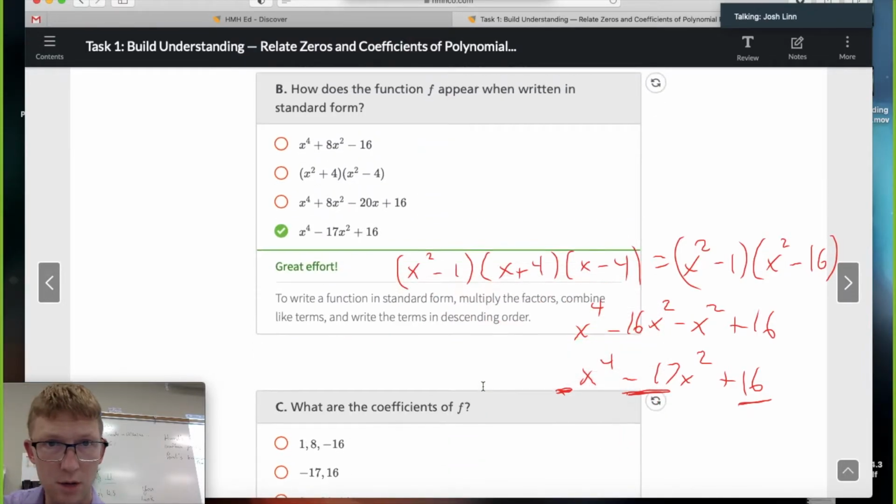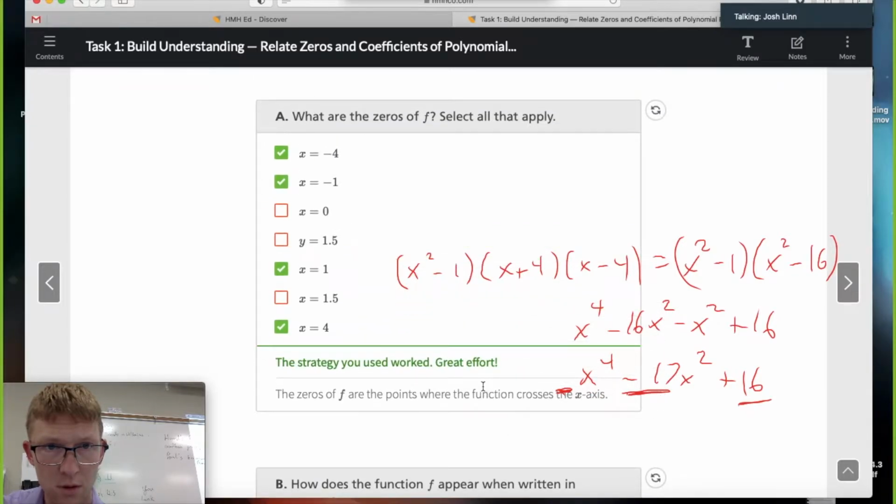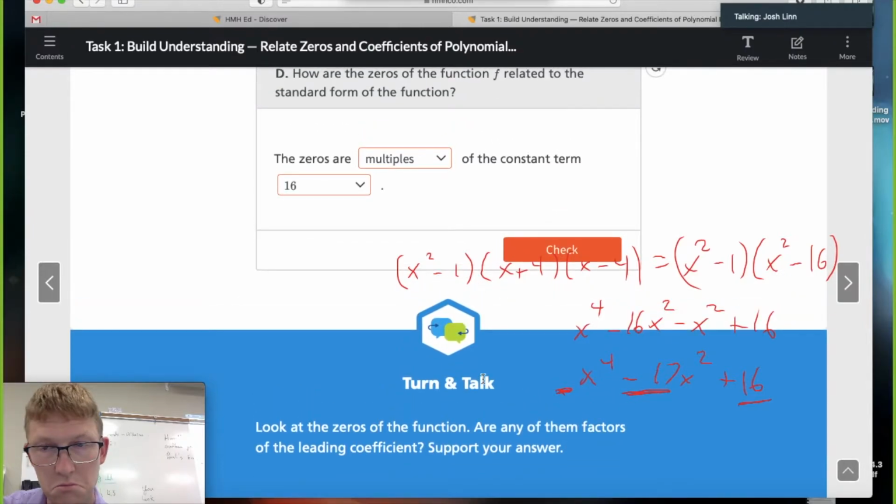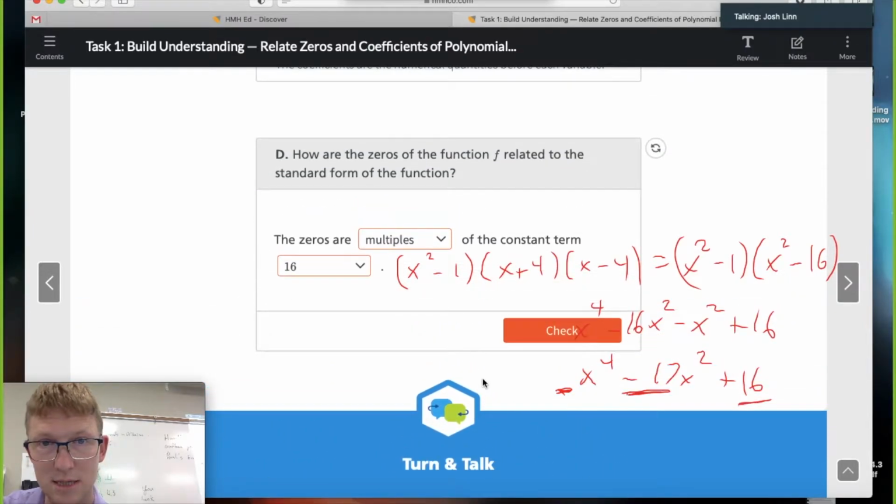we'll just come back up here. Our zeros were 4, 1, -4, -1. Those are all multiples of 16. Interesting. Let's see where that takes us.